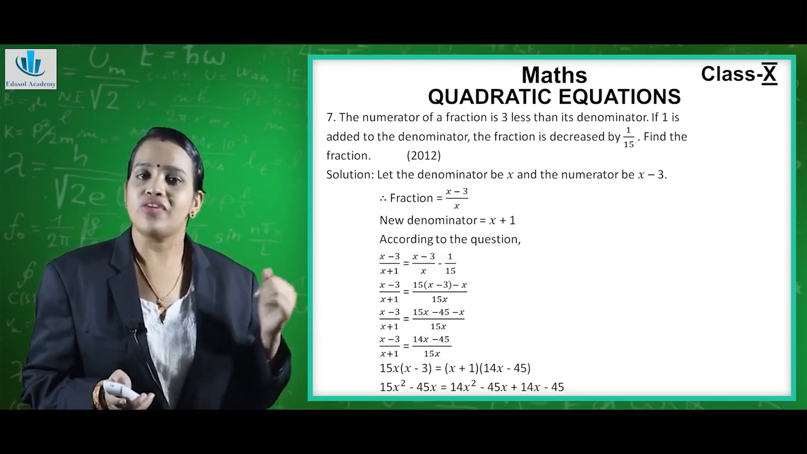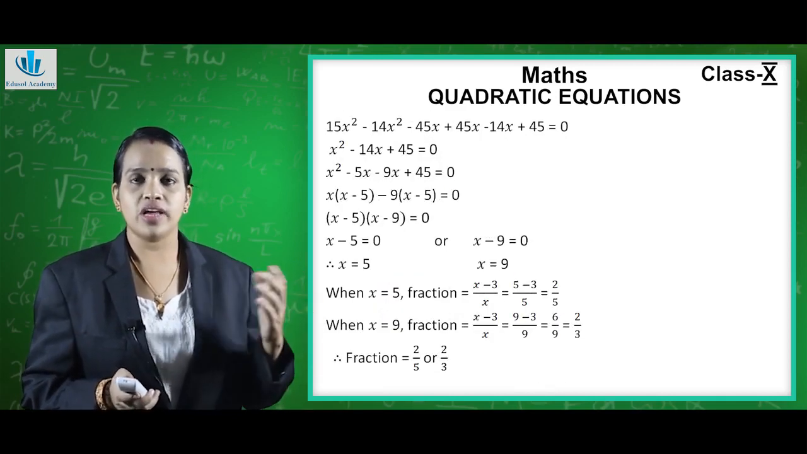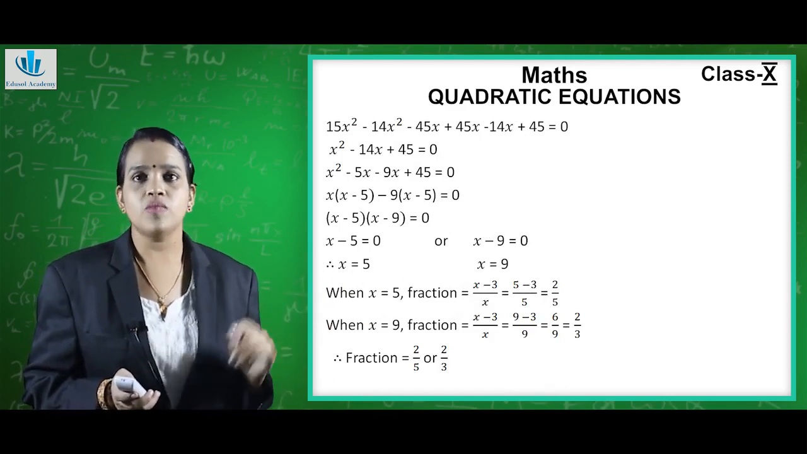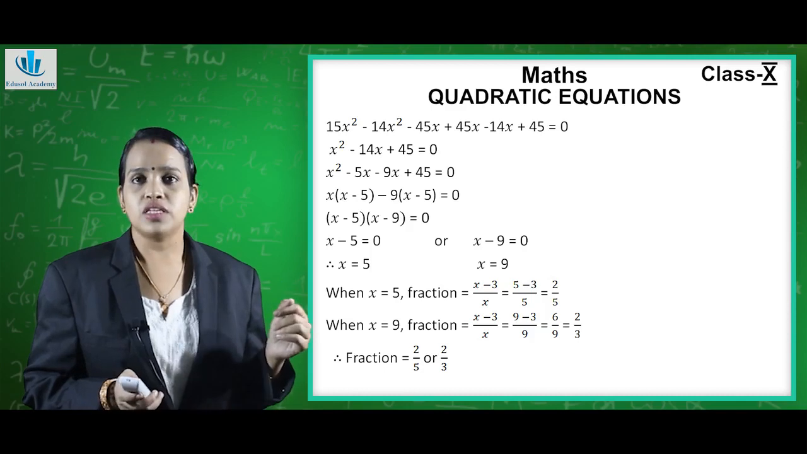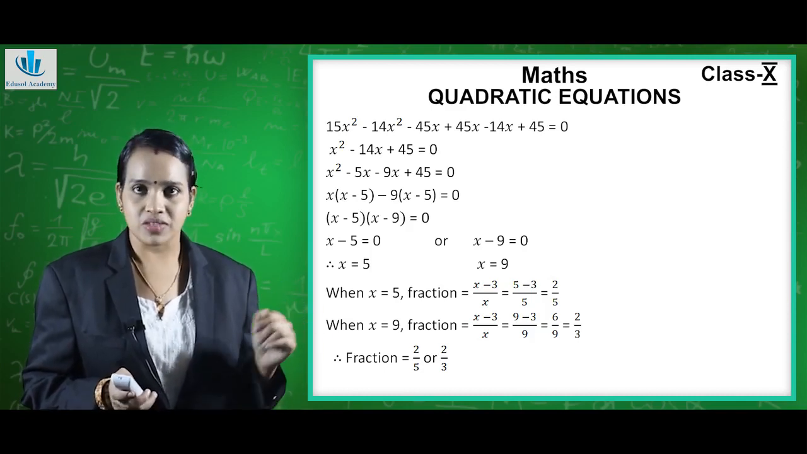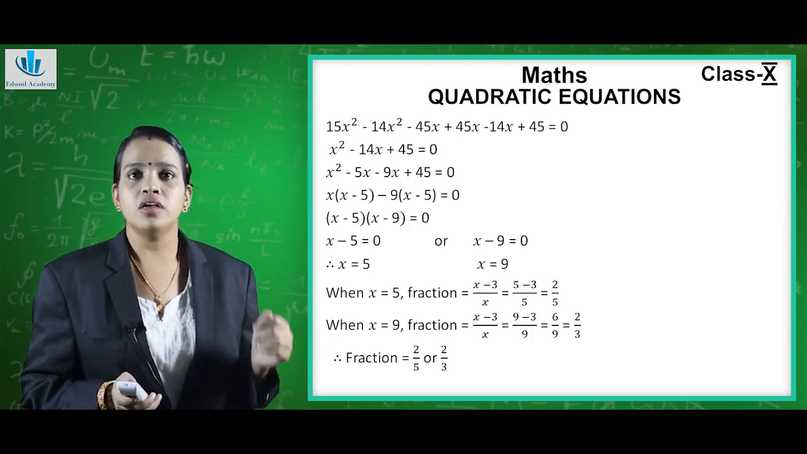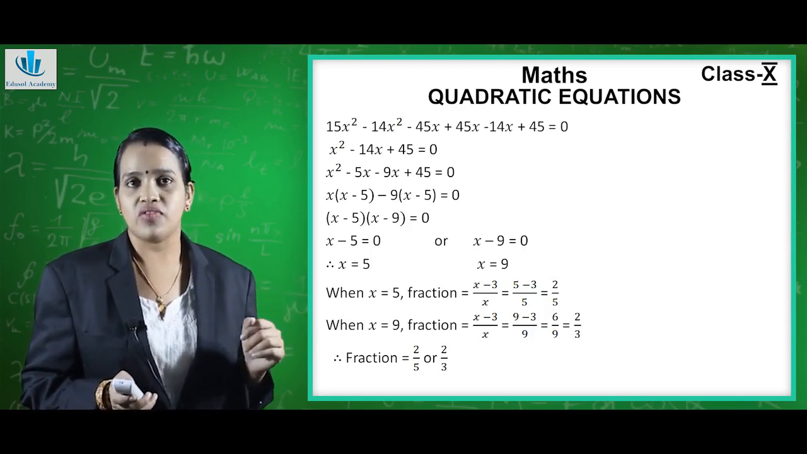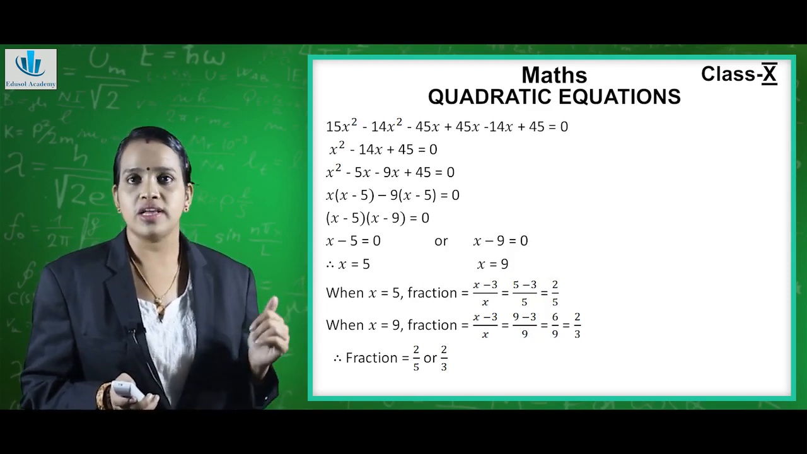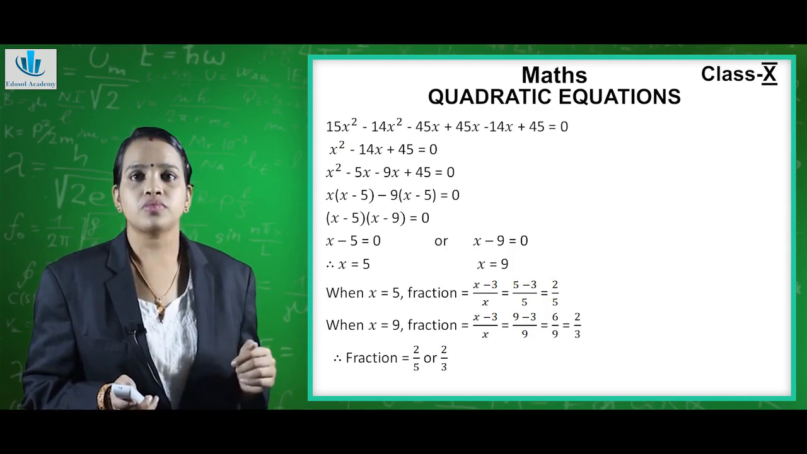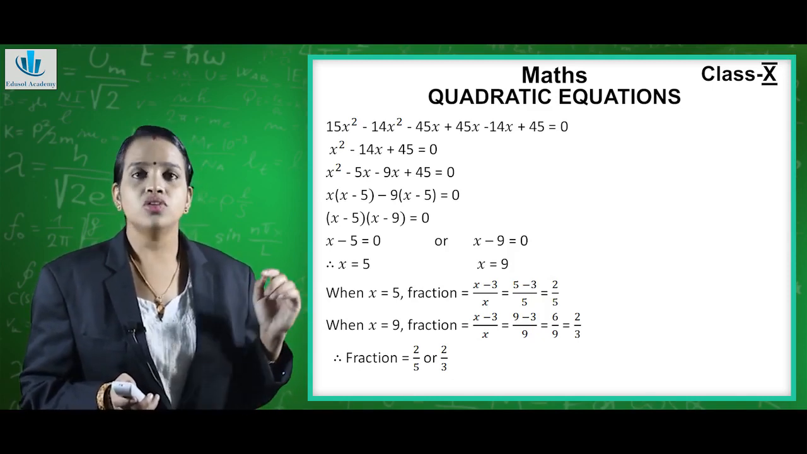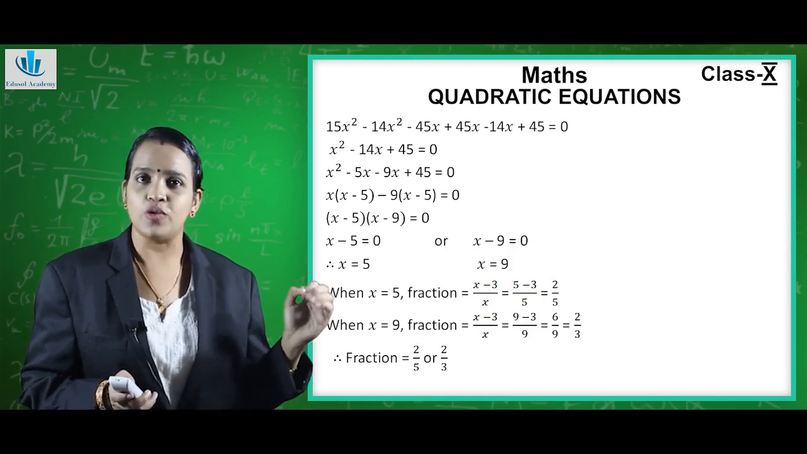1 into minus 45, minus 45. Now we will take all the right hand side to the left hand side. So it becomes 15x raised to 2, minus 14x raised to 2, minus 14x, plus 45x, minus 14x, plus 45 equal to 0. So for 15x raised to 2 minus 14x raised to 2, it gives x raised to 2. Minus 45x plus 45x get cancelled. So minus 14x plus 45 equal to 0.